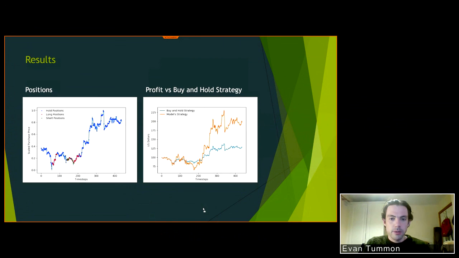And so these are the results I obtained in the end. The left graph shows some purchases and some sales, whereby the red dots mark a purchase, the green marks a sale, and the blue marks a hold, whereby the agent does nothing. And as you can see, a lot of the purchases were made at relatively low prices. And then on the right, we can just see the model outperforming a basic buy and hold strategy.